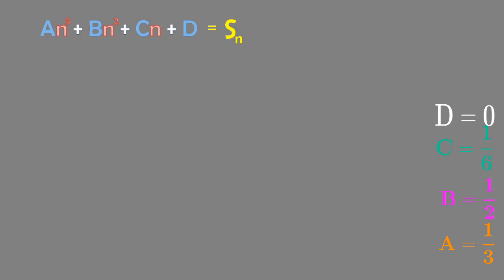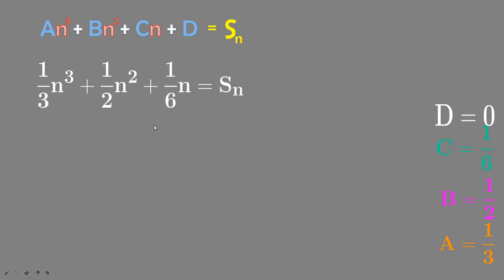So when we substitute the values for A, B, C, and D, we get, voila, 1 by 3 n cube plus 1 by 2 n square plus 1 by 6 n plus 0, so I'm not rewriting that, is equal to Sn. D is 0. So you get this equation, and with this equation you can find, this is it.